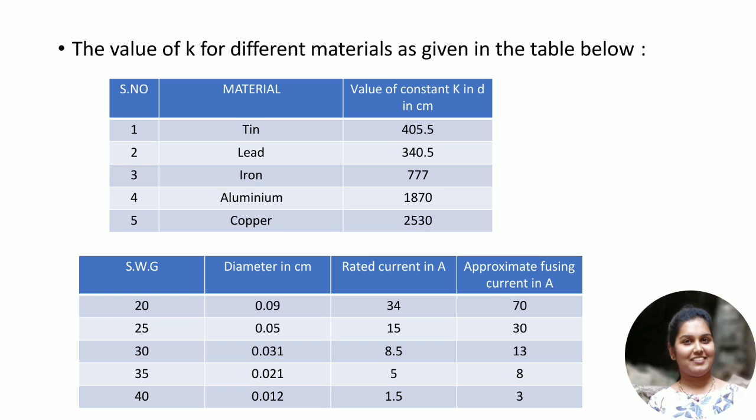If you take for example copper and tin, the fusing current for copper will be more when compared with the fusing current for tin, as tin has a value of 405, whereas copper has a value of 2530. When we compare these two elements, the fusing current for tin will be less than that of copper. So the value of fusing current is not the same for all materials. It varies from metal to metal.